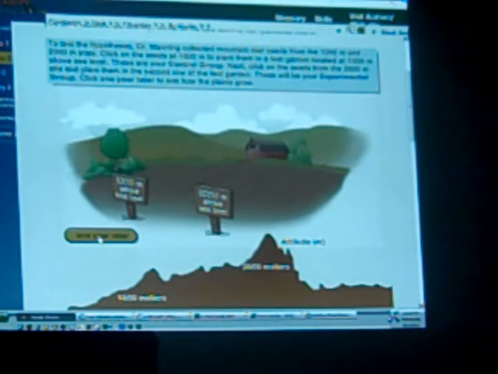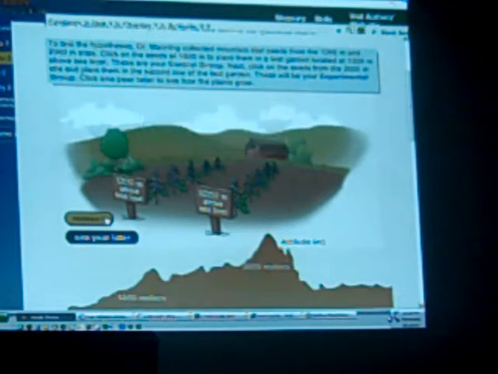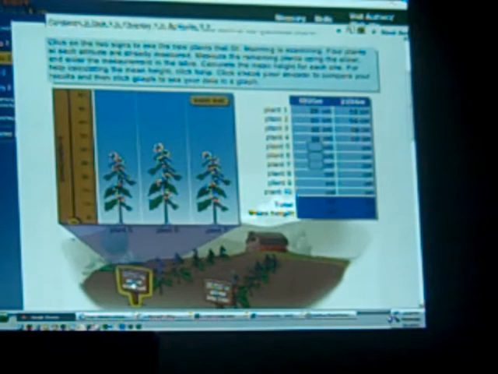So I'm going to click on the seeds and we're going to plant them. And now we're going to click on 1 year later. Now it looks like they're the same, but in order to see for sure, we have to measure, because I think once we measure, you'll find out that this is a deceptive picture. Click on the 1,000-meter plants to begin measuring those.